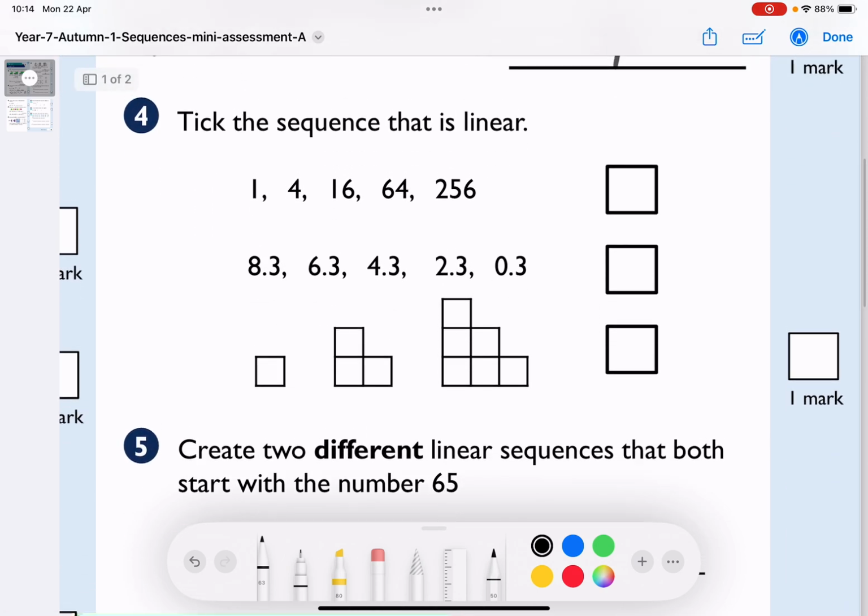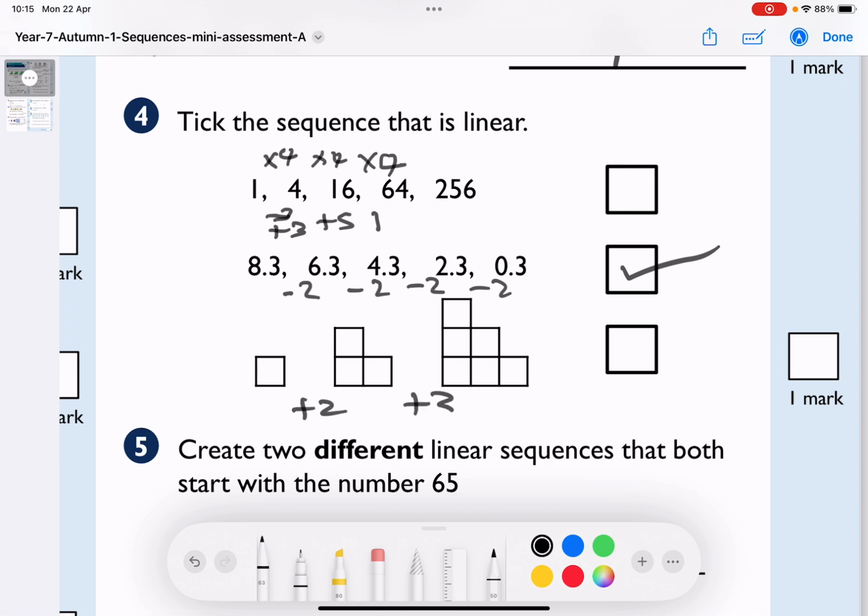Question 4, tick the sequence that is linear. Well, for it to be linear, I actually need to just see if there is a difference that's the same every time. Here, I am adding 3, adding 5, so straight away that doesn't work. In fact, when we look at this, I'm timesing by 4 each time. That's called a geometric sequence, so definitely not that one. 8.3 to 6.3 is take 2, take 2, take 2, take 2. That is linear straight away. If I look at the last one, I'm adding 2 and I'm adding 3. So that's certainly not linear.